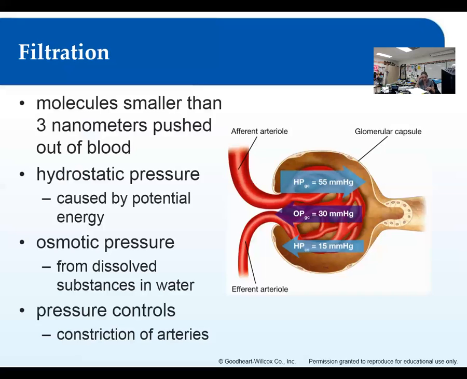Other things that control pressure in here is the constriction of the arteries. Specifically, this afferent arteriole, if it's constricted, is going to decrease pressure inside here, which is going to decrease the amount of filtrate that's pushed out of those capillaries. Hormones and nerves both can control that constriction.